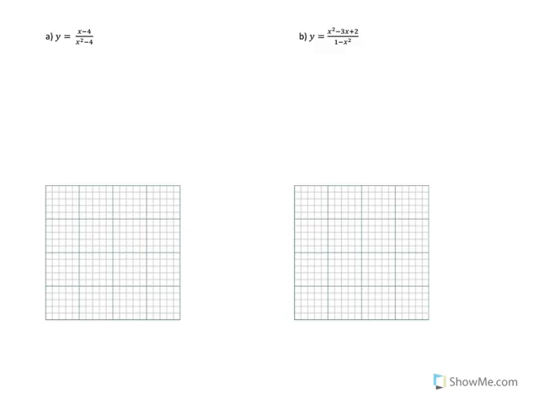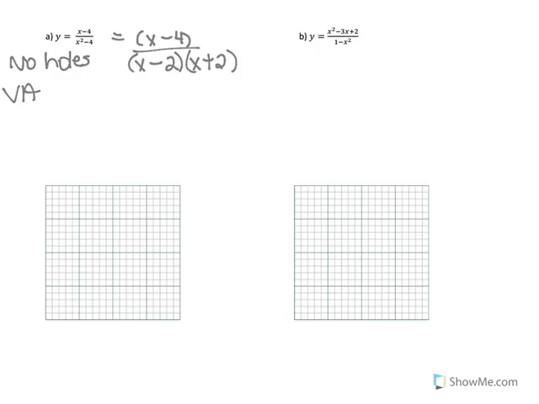So we can factor this one. We can factor the top and factor the bottom. So we have x minus 4 over x plus 4, x minus 4, 2. It's a 2, not a 4. Square root both of those things. So we have no holes. We have vertical asymptotes at 2 and -2.